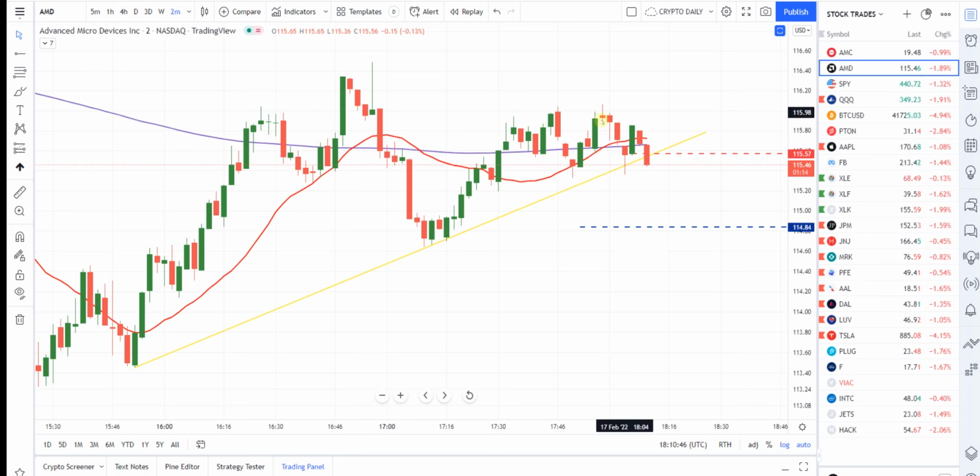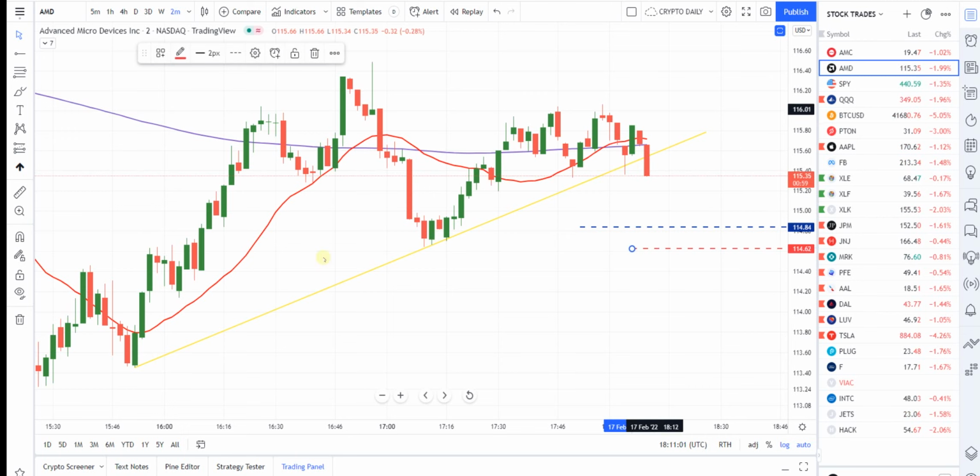Here we go, guys. Right quick, looking at the 2-minute chart. Every candle is 2 minutes of price action on AMD, Advanced Micro Devices. And if this candle where we are now closes under our somewhat of a support line here, uptrend line, and we had a potential reversal here.